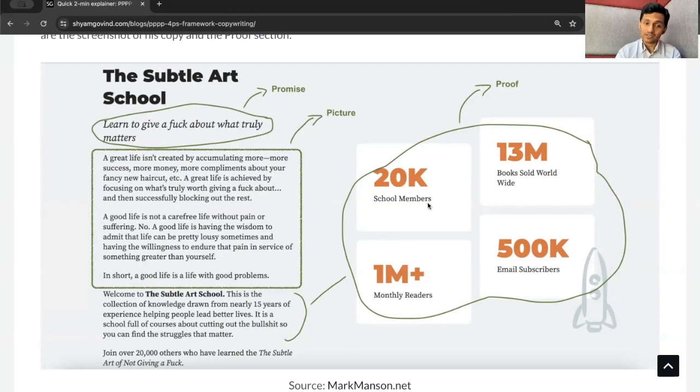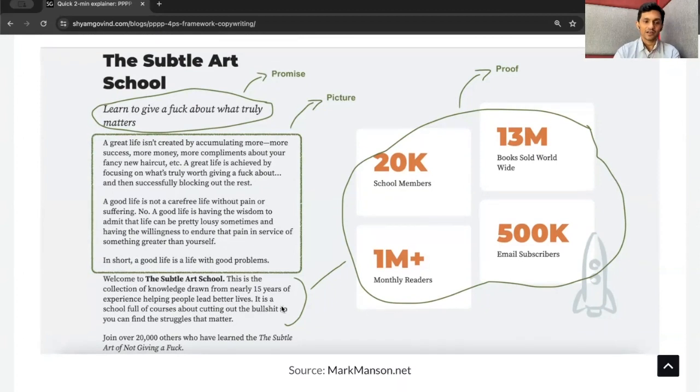And then not only that, he actually gets into more details, like, welcome to the Subtle Art School. This is a collection of knowledge drawn from nearly 15 years of experience helping people lead better lives, right? He's saying that I am not a novice. I've been doing this for 15 years, so I know what I'm doing, right? It is a school full of courses about cutting out the bullshit so you can find the struggles that matter, right? So this is the proof part.